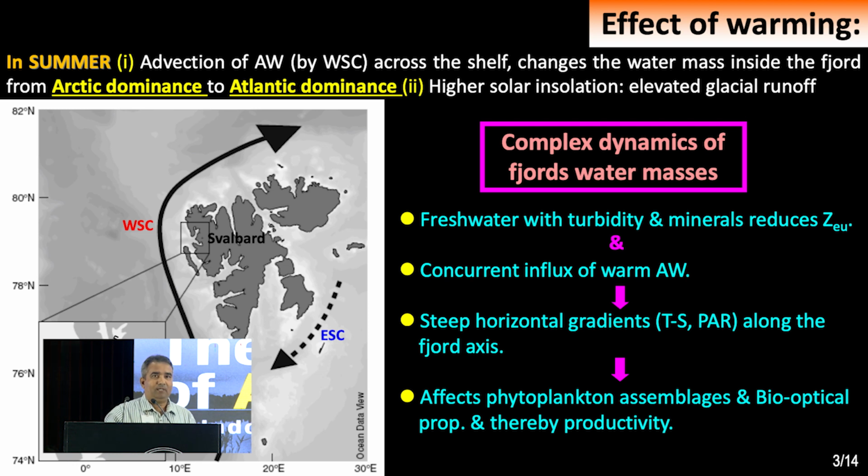And because of high glacial melting, a lot of nutrients and turbidity come into the environment, which changes the euphotic zone, meaning where the light passes through, and subsequently it can create a steep gradient of hydrographic parameters like nutrients, temperature and salinity, and that in turn will control the phytoplankton that thrive there.